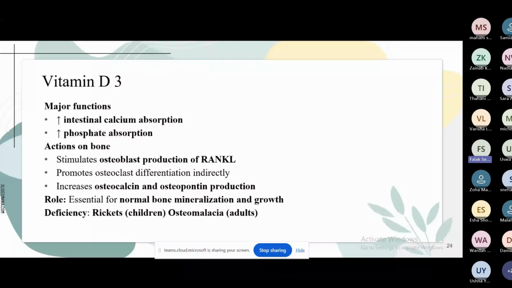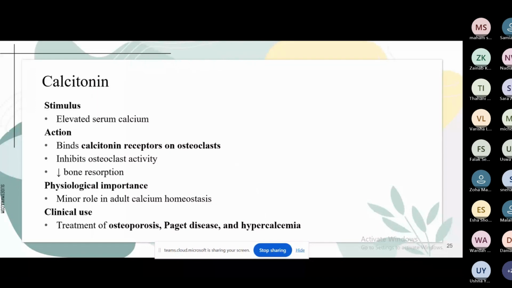Coming to calcitonin, the main action of calcitonin on the bone is that it binds on osteoclasts. Osteoclasts have certain receptors for calcitonin. It will bind to those receptors and it is going to inhibit osteoclast activity. Remember, this is the first hormone that we have studied so far that is going to inhibit the osteoclastic activity. Thus, it is going to reduce the bone resorption.